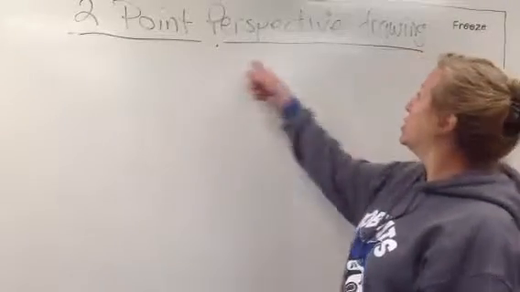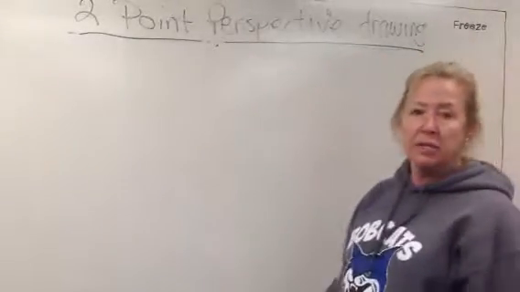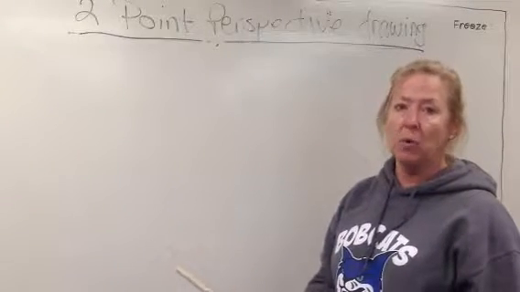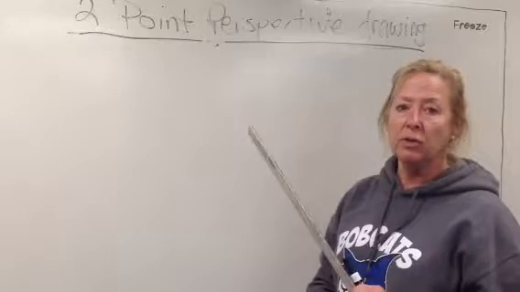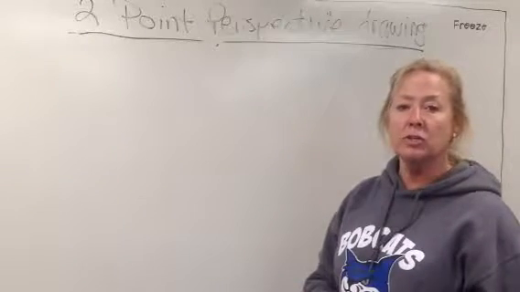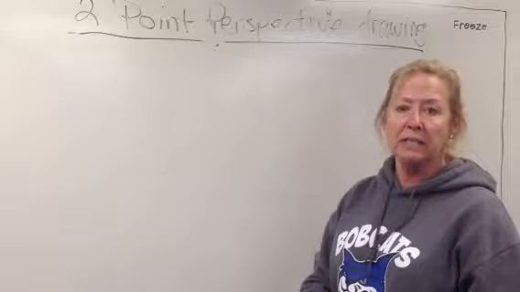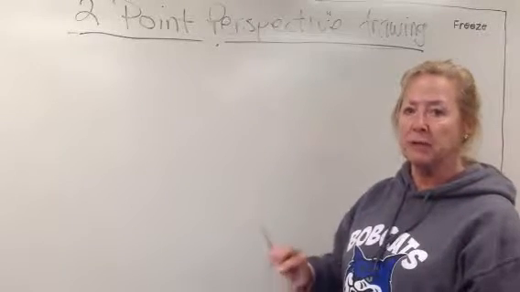Okay, today we're going to do two-point perspective drawing. In two-point perspective drawing, you use a horizon line, vanishing points, and there will be two of them. You use perspective lines and also a station point. Station point is going to be new. That's not something that we used in one-point perspective drawing.